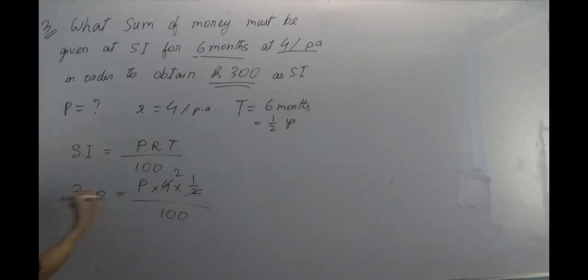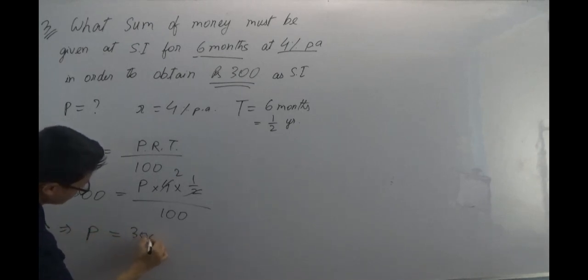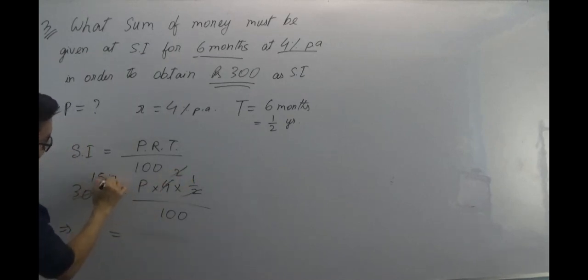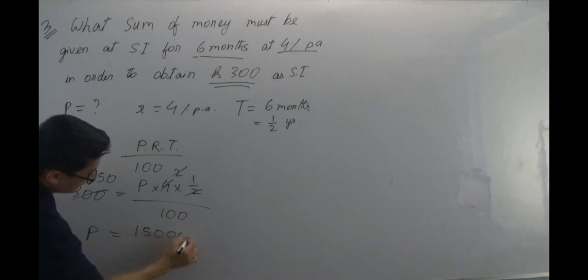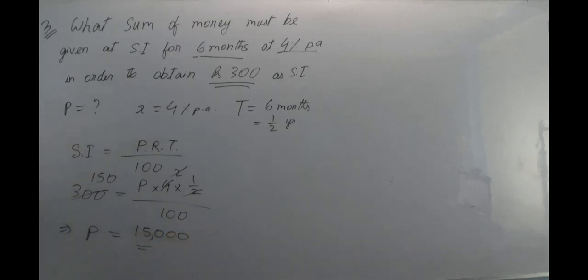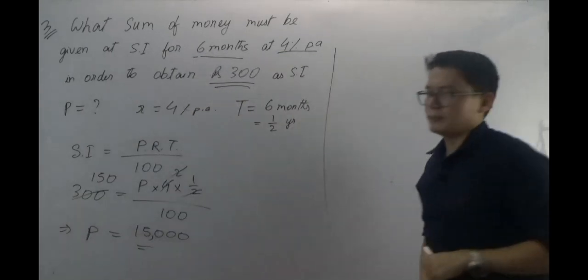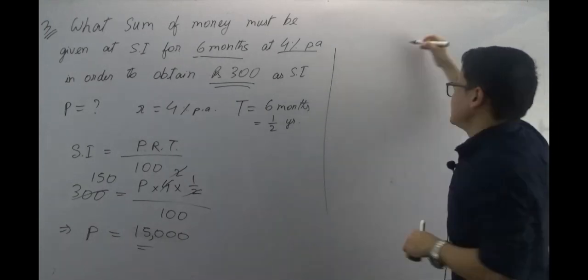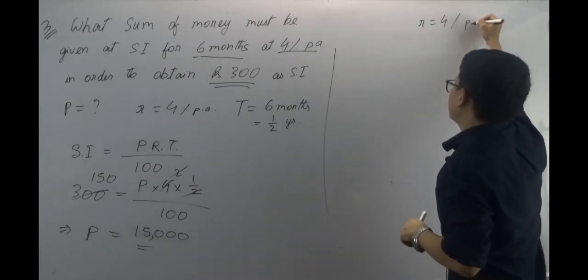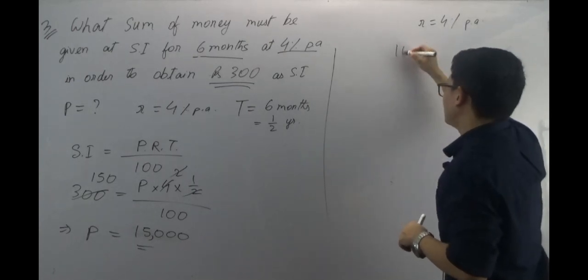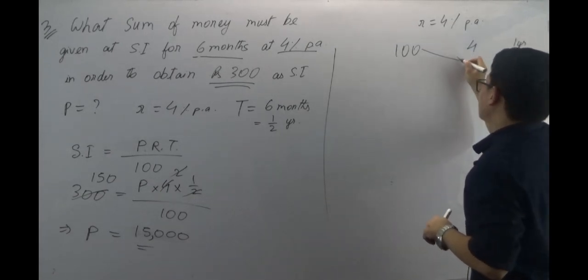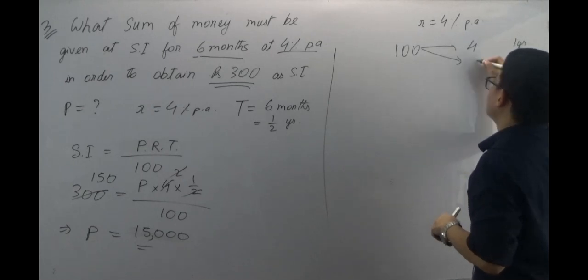Principal is what we need to find, the rate of interest is 4%, and time is half a year. Applying the formula, this implies that the principal is equal to 15000. This is the traditional method. But see the concept: the rate of interest is 4% per annum, so simple interest for 1 year is 4, and for half a year it is 2.